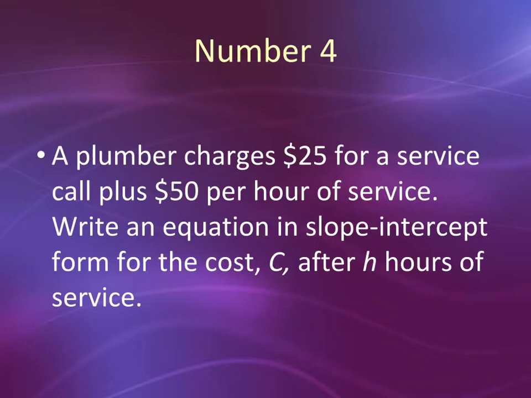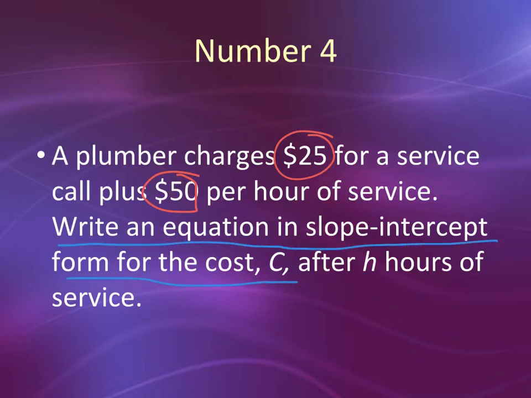Number 4, we're going to look at. A plumber charges $25 for a service call plus $50 per hour of service. Write an equation in slope-intercept form for the cost C after H hours of service. So once again, we're going to circle our numbers, 25 and 50. And I'm going to underline that it's telling me to write an equation in slope-intercept form for the cost of C after H hours of service. And if we remember, slope-intercept form is Y equals MX plus B. So that's how we're going to be writing our equation.